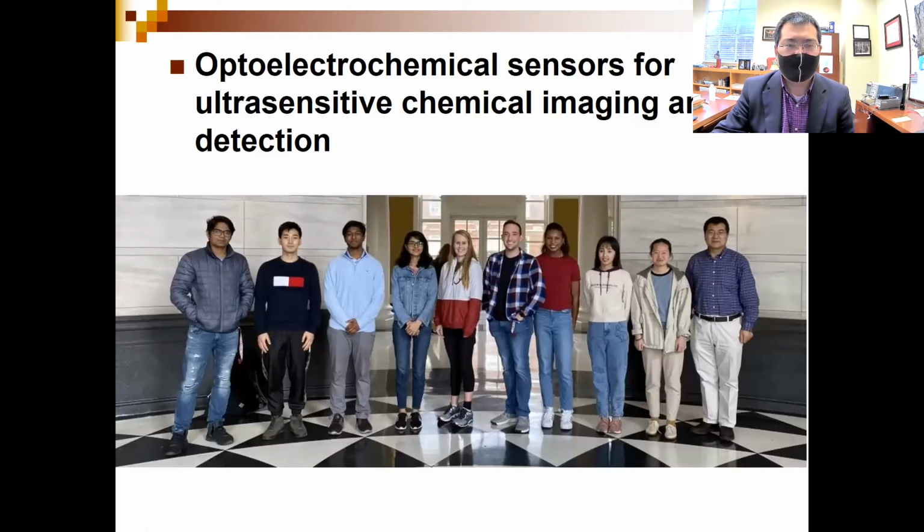Another technique we're developing in the group involves single molecule or ultrasensitive chemical imaging. This is particularly important for understanding microscopic feature characteristics of redox active species. This will help provide insights into developing efficient clean energy material and technology.